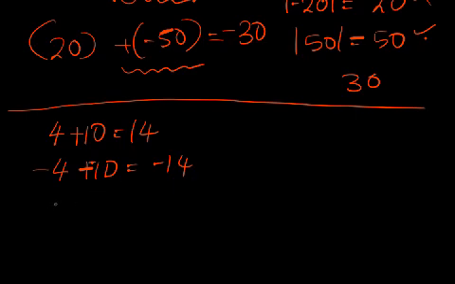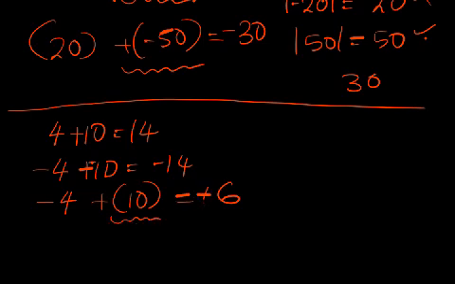Third case, when one integer is positive and the second one is negative. Negative 4 plus positive 10. Take the difference of their absolute values. The absolute value of 4 is 4. The absolute value of 10 is 10. The difference between them is 6. The answer is positive since the number having greater absolute value is positive.